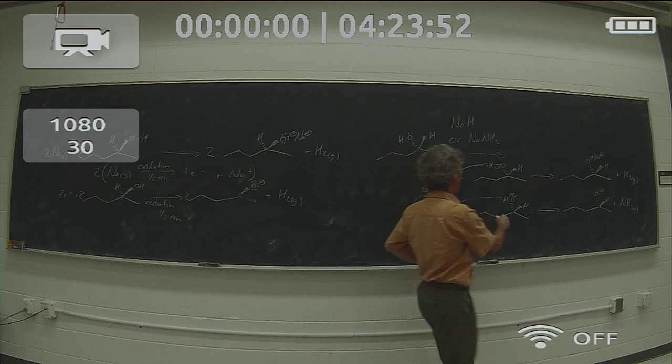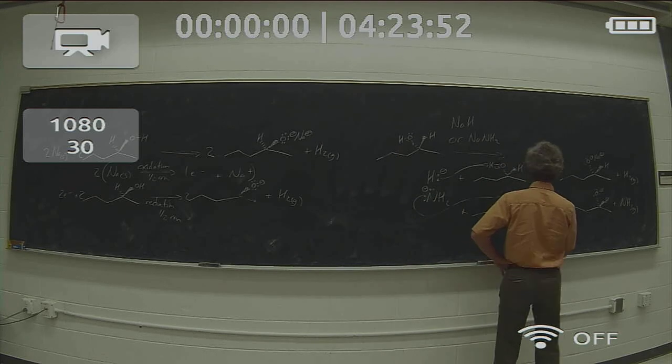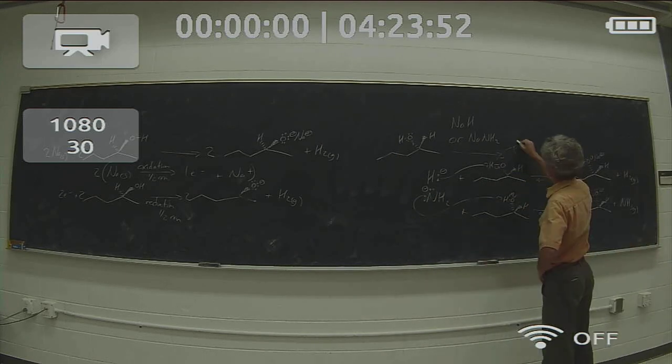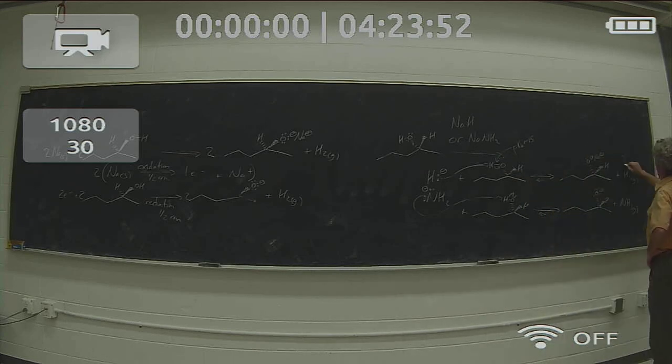The equilibrium constants for these reactions are both very large positive numbers because the pKa of the alcohol hydrogen is approximately 15 and the pKa of hydrogen is 38 and the pKa of ammonia is around 35. So you're either 20 or 23 orders of magnitude less acidic with hydrogen or ammonia than you are with the alcohol, a much weaker acid on this side.